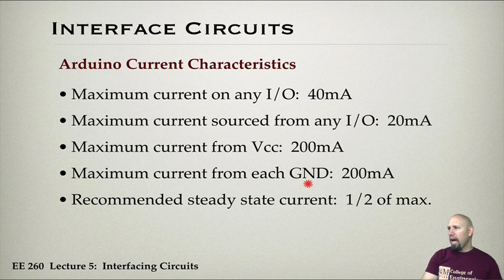Maximum current from each ground. Okay, so 200 milliamps. Notice that there are 2 ground pins, and because you have 2 ground pins altogether, you can actually get 400 milliamps if you take both into account. Recommended steady state current is 1/2 of max. So even though, yes, you could conceivably get 40 milliamps, you don't want to do that. So this is maximum, this is recommended. Okay, similarly with the current sourced. Okay, so these are the current characteristics.